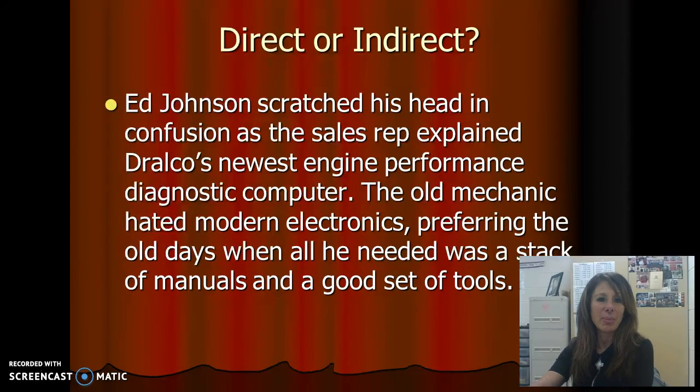So look at this example. Ed Johnson scratched his head in confusion as the sales rep explained Drowco's newest engine performance diagnostic computer. The old mechanic hated modern electronics, preferring the old days when all he needed was a stack of manuals and a good set of tools. Is that direct or is that indirect? Is the author telling us about Ed Johnson, or are we figuring it out based on Ed's thoughts or his actions or his words?